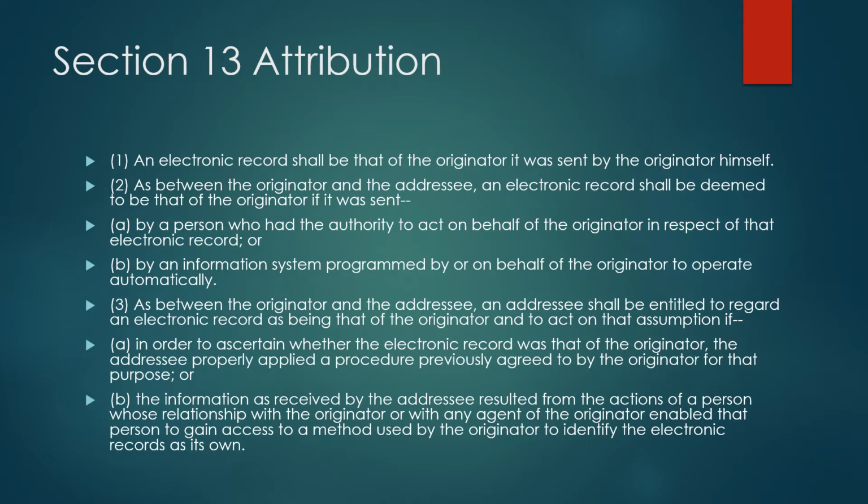So, as between the originator and the addressee, an addressee shall be entitled to regard an electronic record as that of the originator and shall act on that assumption if, number 1, the addressee properly applied a procedure previously agreed to by the originator in order to ascertain whether the electronic record was that of the originator. Number 2, the information received by the addressee resulted from the action of a person whose relationship with the originator or with any agent of the originator enabled that person to gain access to a method used by the originator to identify the electronic record as its own.